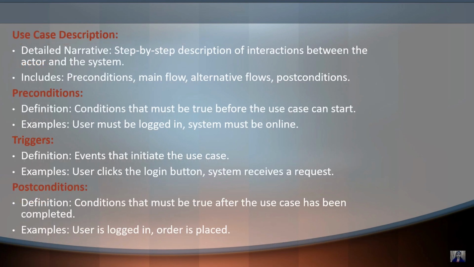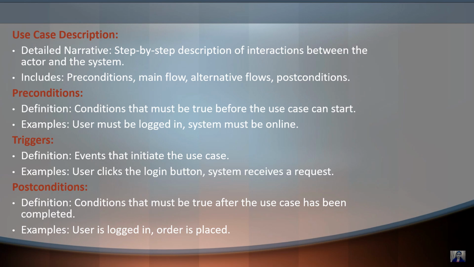Here we can discuss more components of the use cases, that is, the use case description. That is a detailed narrative, step-by-step description of interaction between the actor and the system. It includes the preconditions, main flow, alternative flow and postconditions. Next, we will discuss the preconditions. What do preconditions mean? The conditions that must be true before the use case can start. For example, the user must be logged in, the system must be online. When the user logs in to the system, the system should be in online mode.